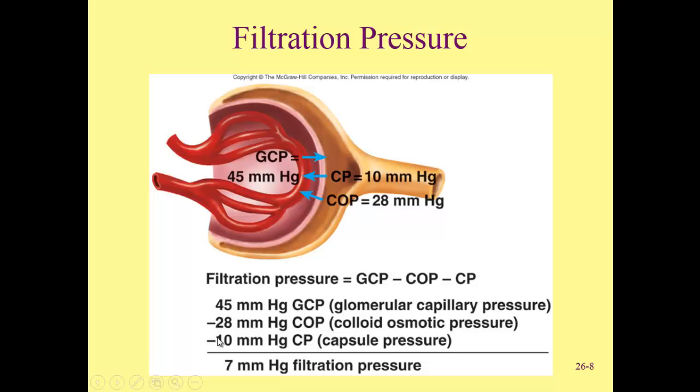Does it make sense that this number should always be the highest, the glomerular capillary pressure? Because we need to get stuff out of the capillaries, right? So what would increase this? What would cause this number to increase? What conditions in the body would cause that number to increase? High blood pressure, for sure. What are some things that lead to high blood pressure?